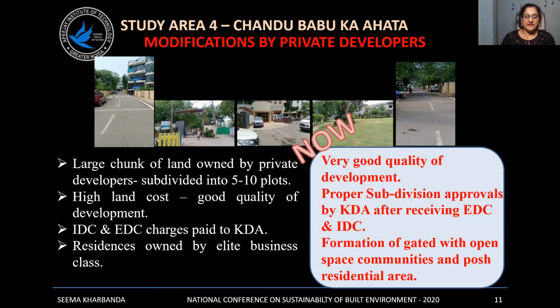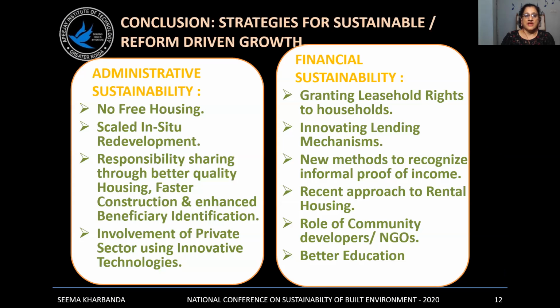So we have studied 4 different types of AHATAs over here. And as a conclusion, for sustainable growth, what I would suggest is, for administrative sustainability, we should try to give no free housing, because then the people do not value the units. Then there should be in situ development so that the residents are not forced to shift to some new place and then search for new means of livelihood. There should be responsibility sharing through better quality of housing, faster construction, and enhanced beneficiary identification. There should be involvement of the private sector and use of innovative technologies.